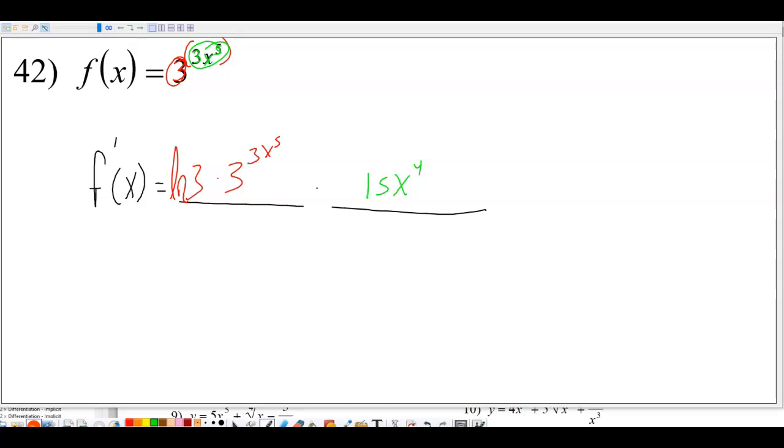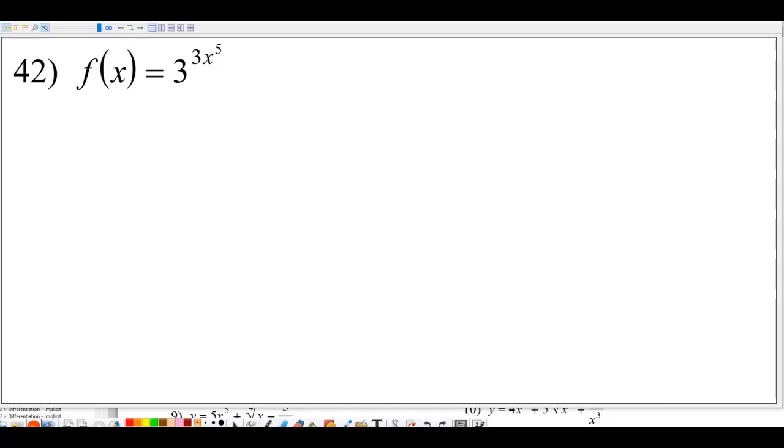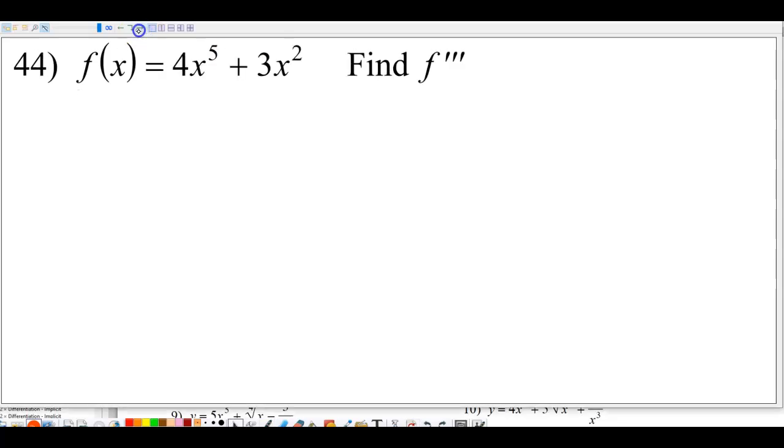And quite honestly, that's probably good enough. We'll just leave it like that. So that would be the derivative of that problem. Let's take a look at 44. 44 is asking me to find f with 3 little marks after it, and that means f triple prime. In other words, we want to find the derivative 3 times.